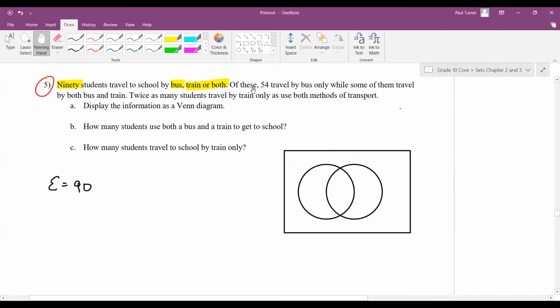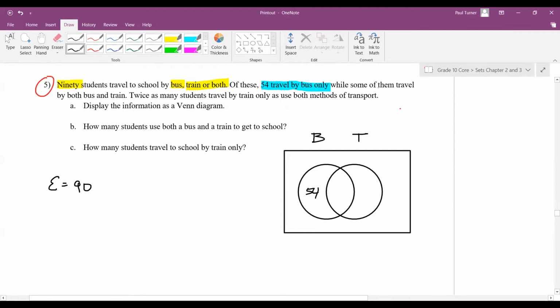Okay, so read the question. It says, of the 90 students, 54 travel by bus only. All right, bus only. So you can put 54 into your diagram here. So let's call it bus and train. Train here. And 54 by bus only. So you can see bus only is this section here. Okay, so we can write 54 in here.